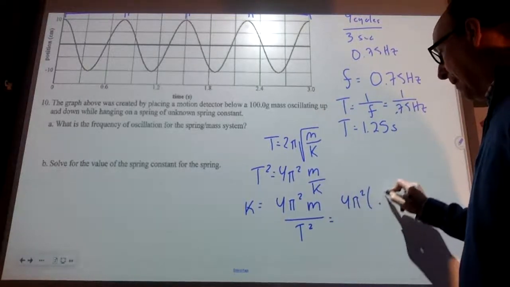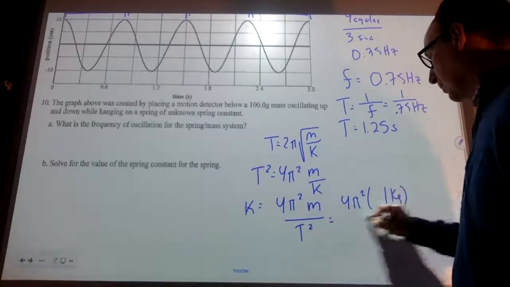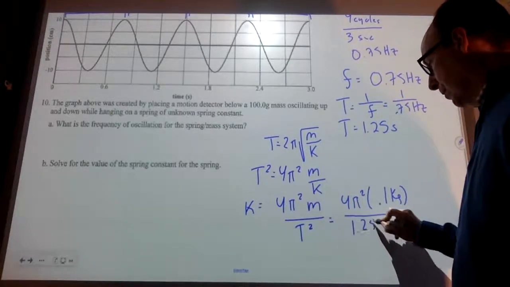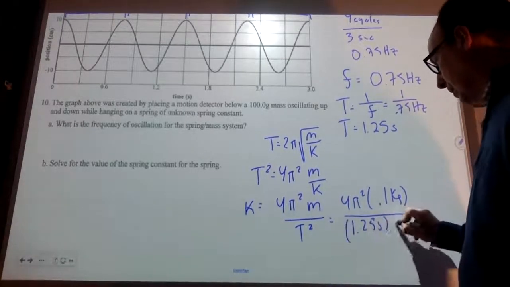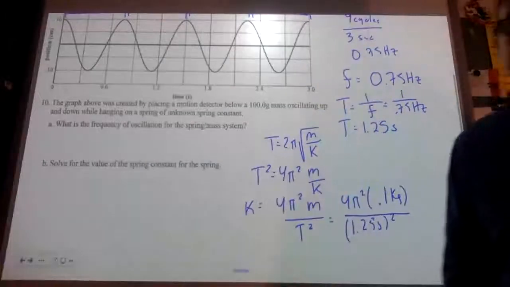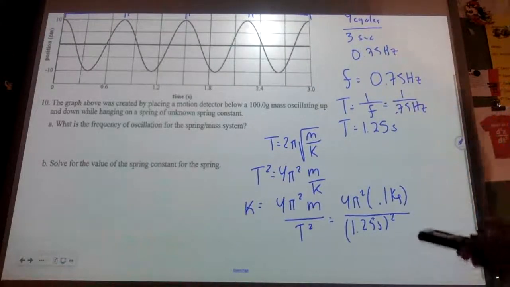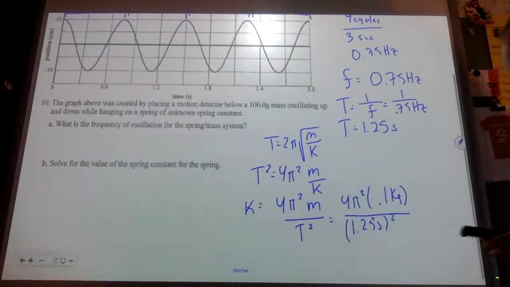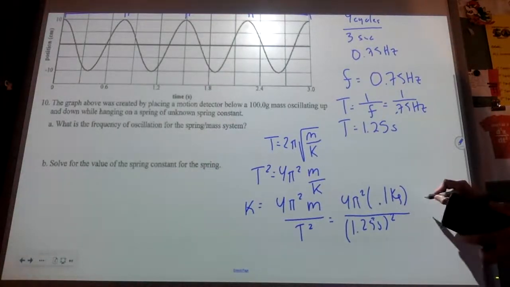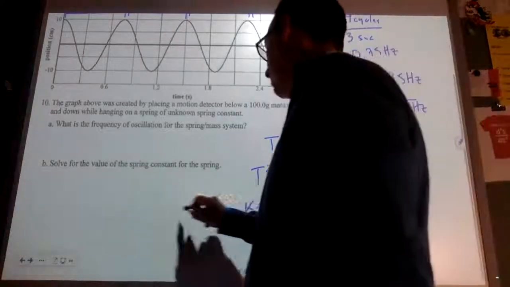I would convert my mass to kilograms. And hope that I had a calculator handy, right? Because this you definitely need a calculator for. So 4 pi squared times 0.1 divided by 1.25 squared. I got 2.5 newtons per meter.